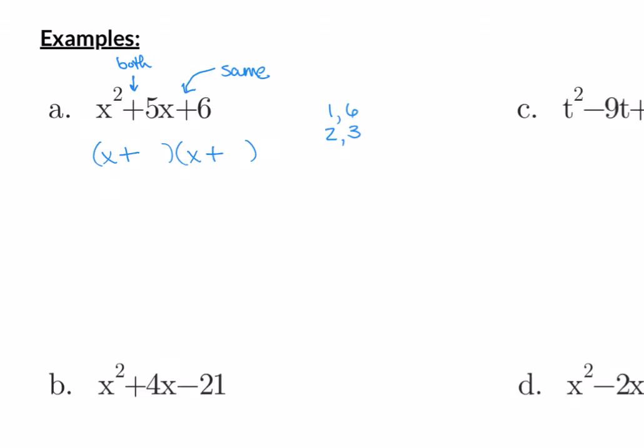Now remember that when they are same signs, we want to think add and keep the sign, mostly add. So of my pair of numbers over here, which ones add to 5? We get the 2 and the 3. It does not matter where you put them in your parentheses. If you FOIL this out, you should get back the original problem, and you can use that as a check step.